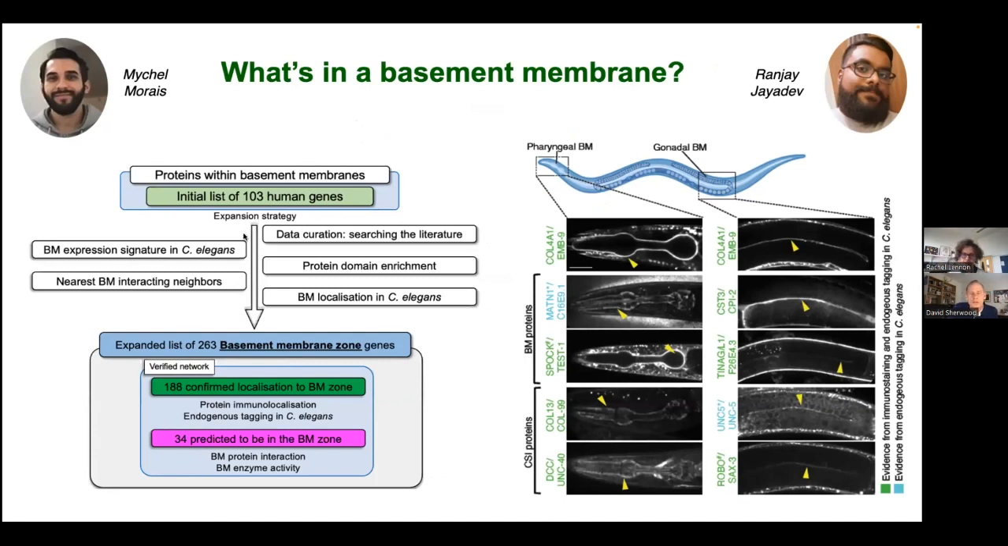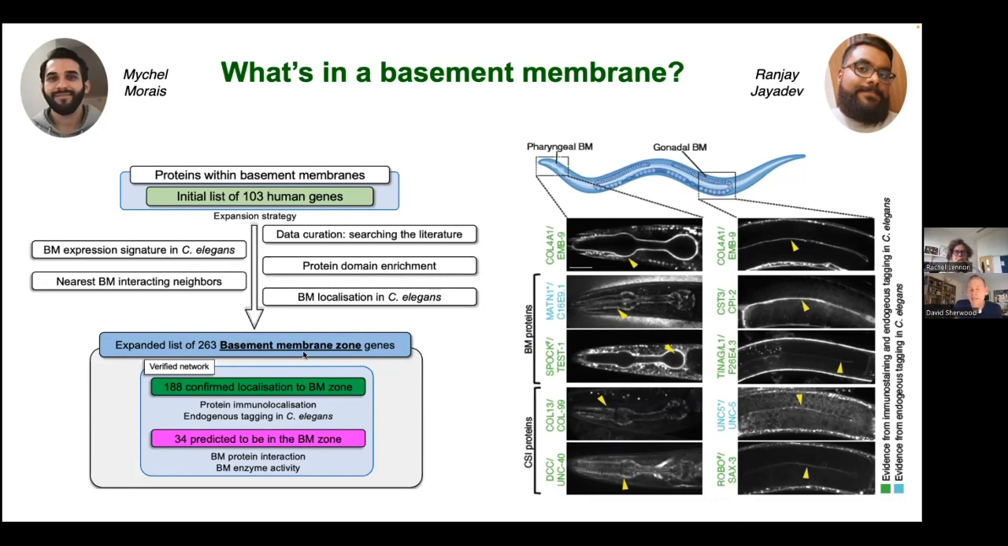And then we used a number of other strategies to query and add potentially other components to that list, things like a basement membrane signature in C. elegans, protein domains that are enriched in basement membrane proteins, localization studies, and biochemical interactions. And this led to an expanded list of over 260 basement membrane zone genes.